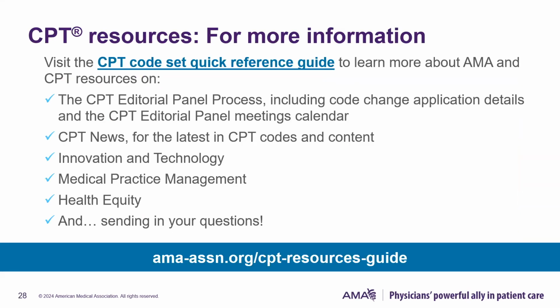I wanted to end by pointing out that the AMA has several resources available to help you become familiar with the CPT process and assess what is entailed in applying for a new CPT code if you're interested in doing that. So please check out these resources as you're able, and feel free to reach out with any questions about either the AI taxonomy or the CPT editorial panel process in general.